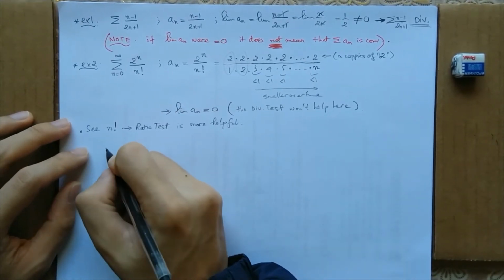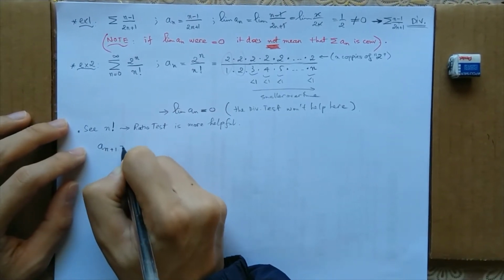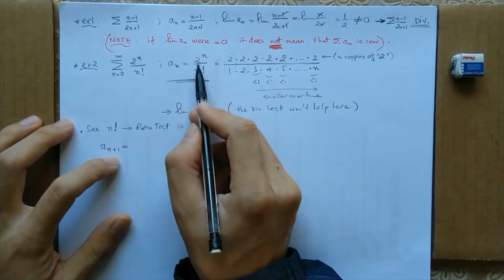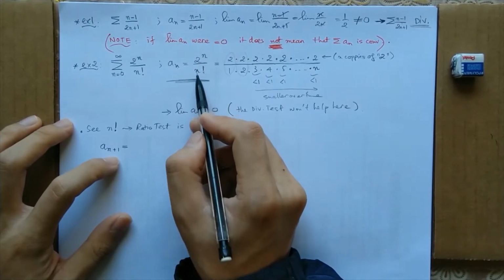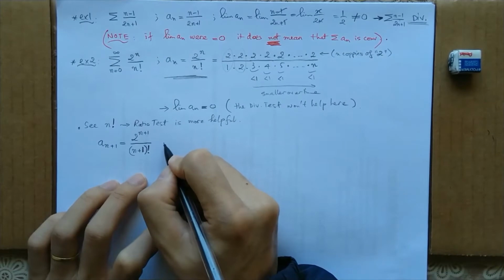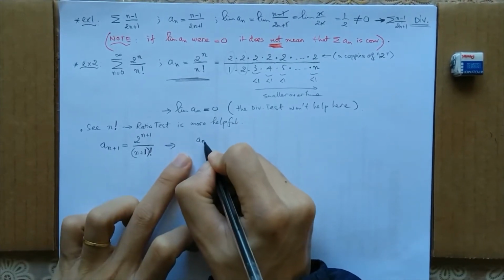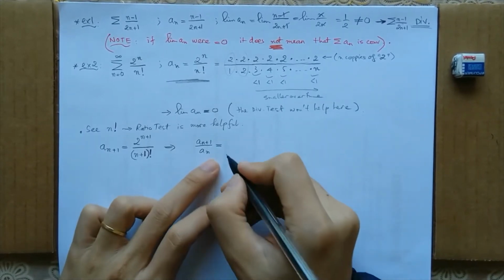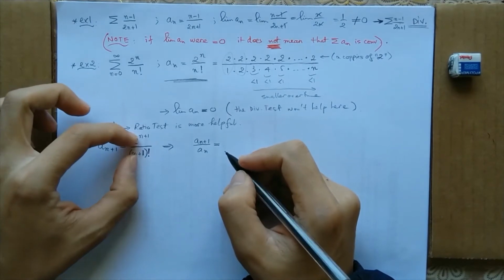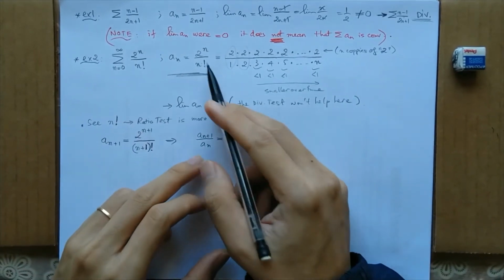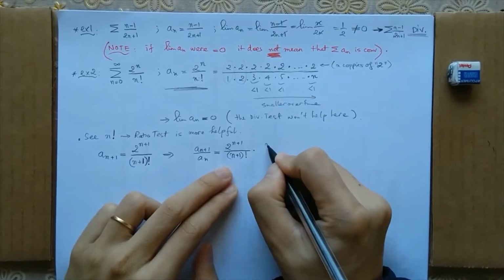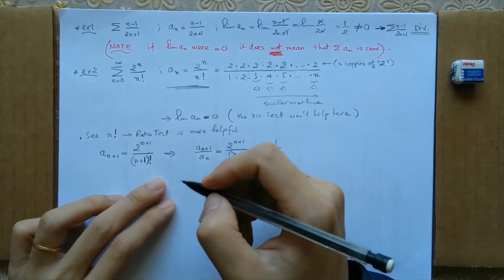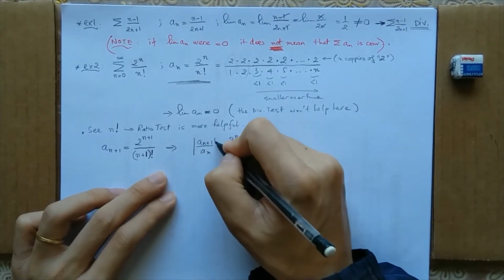So if you think about the ratio test, you will have to first compute an plus 1, because an is this formula. When you replace n by n plus 1, you do that for every single place you see the n. So this implies that if you compute an plus 1 over an, it's going to be this, and flip multiply the an, so n factorial over 2 to the n. Now in the ratio test and the root test, you will have to put the absolute value sign.